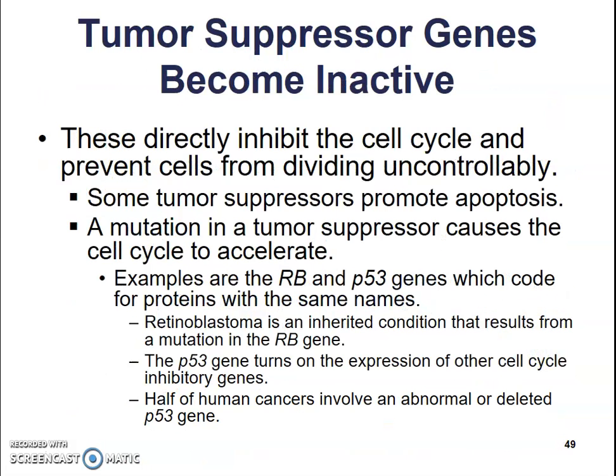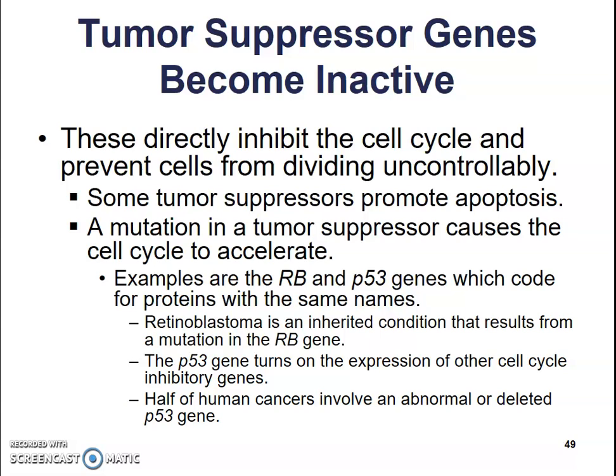These directly inhibit the cell cycle and prevent the cell from dividing uncontrollably. Some tumor suppressors promote apoptosis, and mutation in a tumor suppressor causes the cell cycle to accelerate. So it's stopping that apoptosis. Examples are the RB and P53 genes, which code for proteins with the same names.